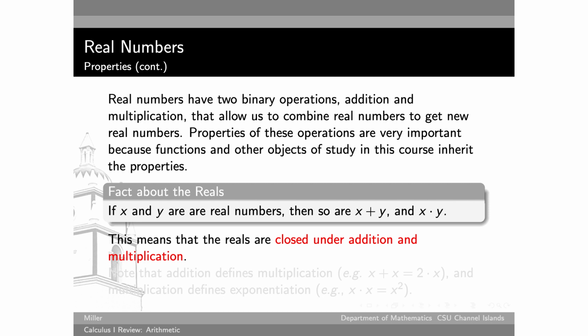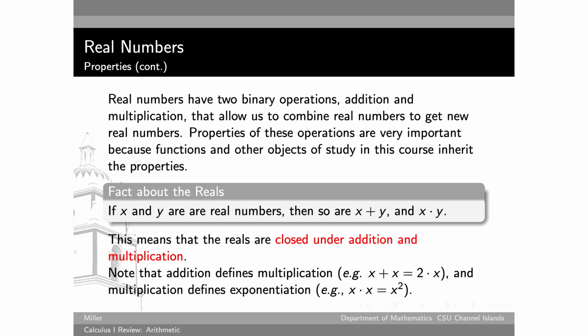This means, and this is some technical jargon, that reals are closed under addition and multiplication. Take two real numbers, add them together, you get another real number. Take two real numbers, multiply them, you get another real number. Not all number systems have this property.